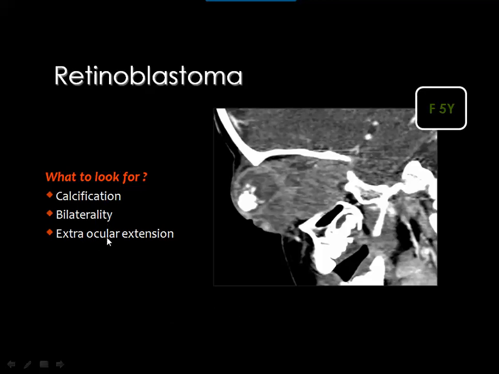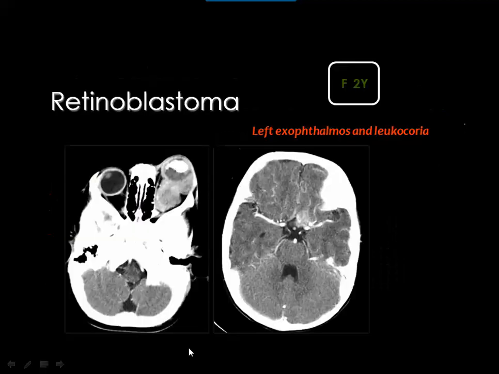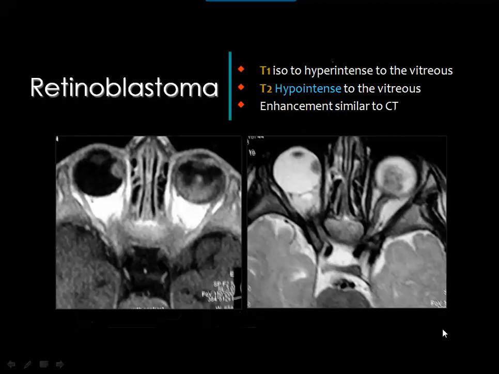Then you assess extraocular extension, because this tumor may extend along the optic nerve into the intracranial area, affecting also the suprasellar area. And then this is an example: a female child 2 years old with exophthalmos. Then you see a big mass inside the left globe showing dense calcium, and then the mass has extended outside the confinement of the globe along the course of the optic nerve, and intracranially you can see a faintly enhanced lesion in the suprasellar area representing intracranial extension.